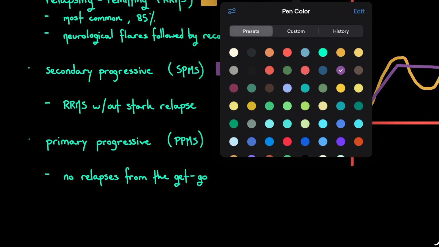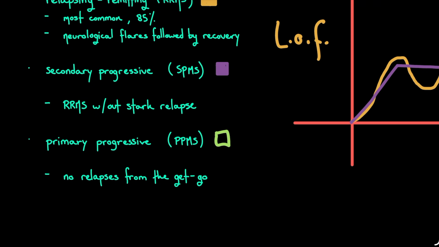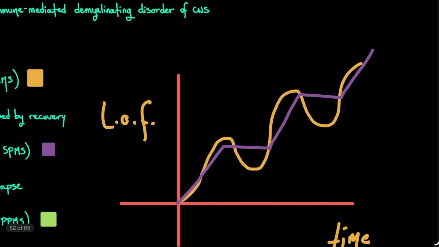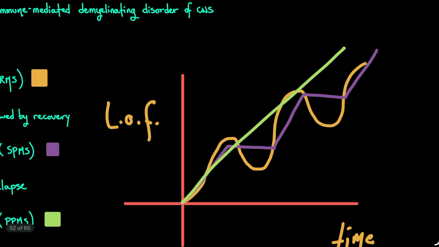Okay. Pick a new color. Let's go green. The worst is PPMS, primary progressive. No relapses, no plateauing from the get-go. It's just bad news bears. Okay? So more aggressive and a way worse prognosis on this front.